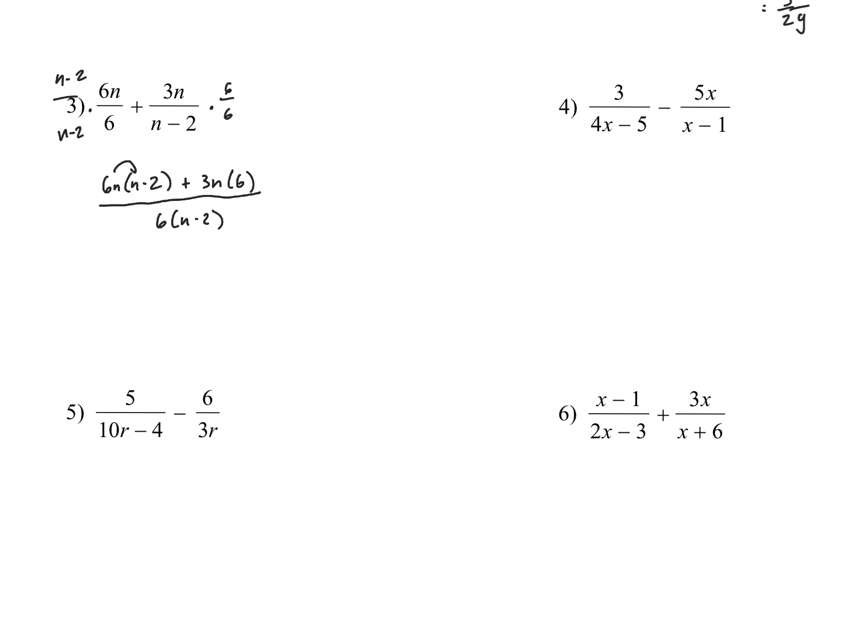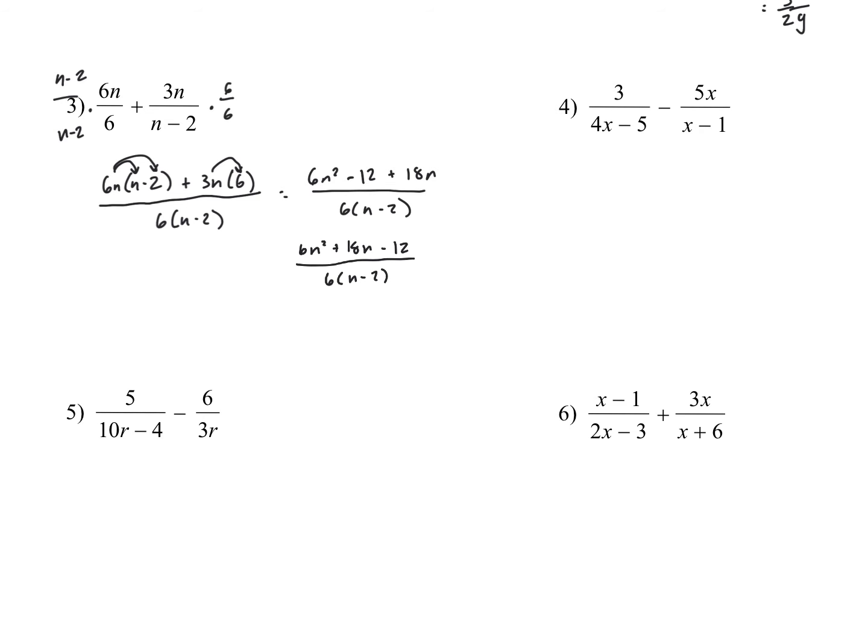So now I'm going to distribute, and I will get 6n squared minus 12 plus 3n, actually that should be 18, plus 18n, all over 6n minus 2. Now I'm going to rewrite my numerator in standard form. That way I can see if there's anything else I can take out or simplify. Always start off in standard form.